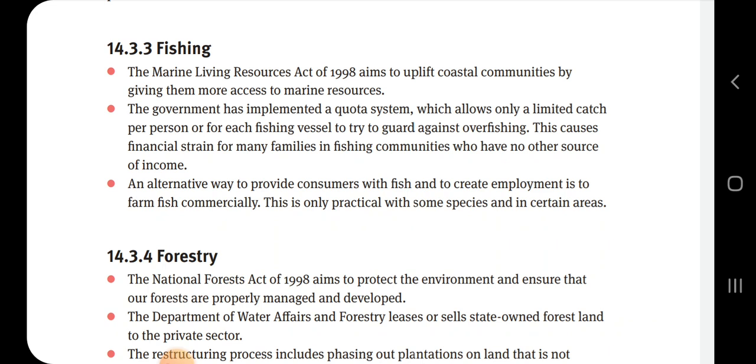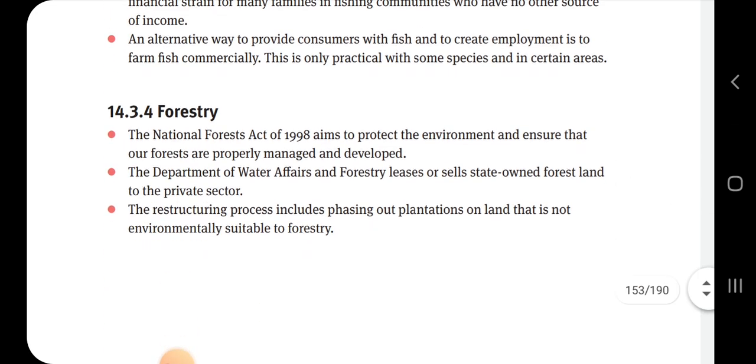And then an alternative way to provide consumers with fish and to create employment is to farm fish commercially. This is only practical with some species and in certain areas. So people are able to farm fish in their backyards or in their factories as well. So you don't only get the fish from the sea. We can have pools and fish in factories now. Okay, it is commercial, and people can sell.